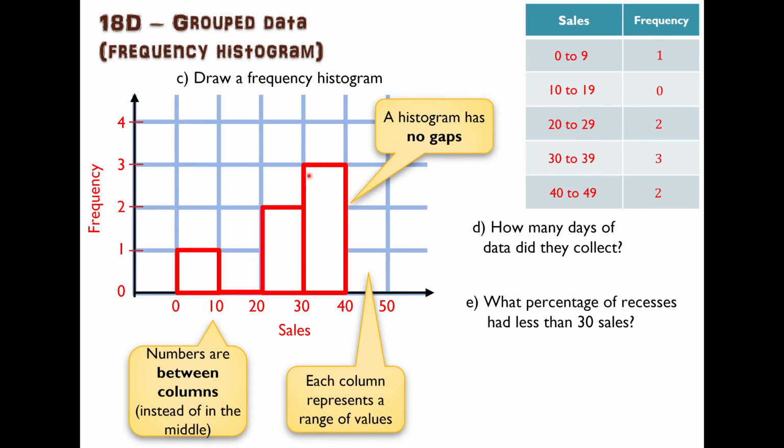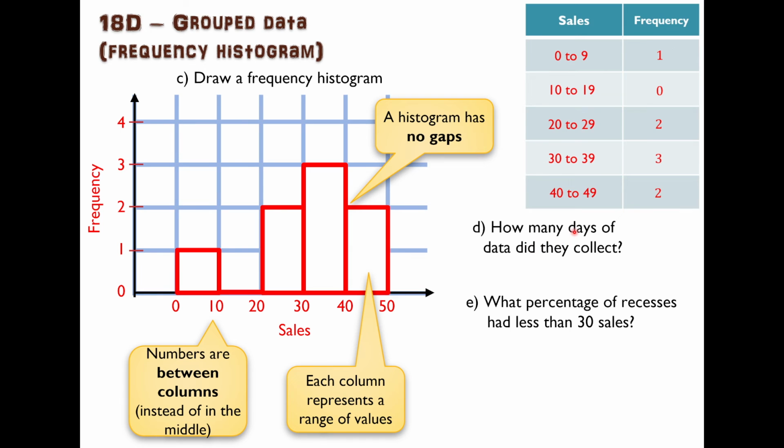And then 3 sales from 30 to 40, and 2 sales from 40 to 50. Also note that a histogram has no gaps. I draw the columns right up against each other because when this range ends is exactly the point when that range begins. Very different to a column graph that you might use for categorical data, which does have gaps.